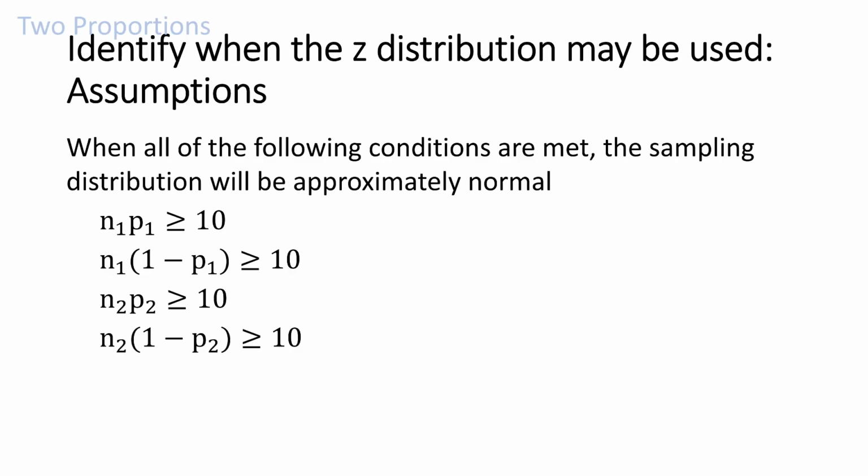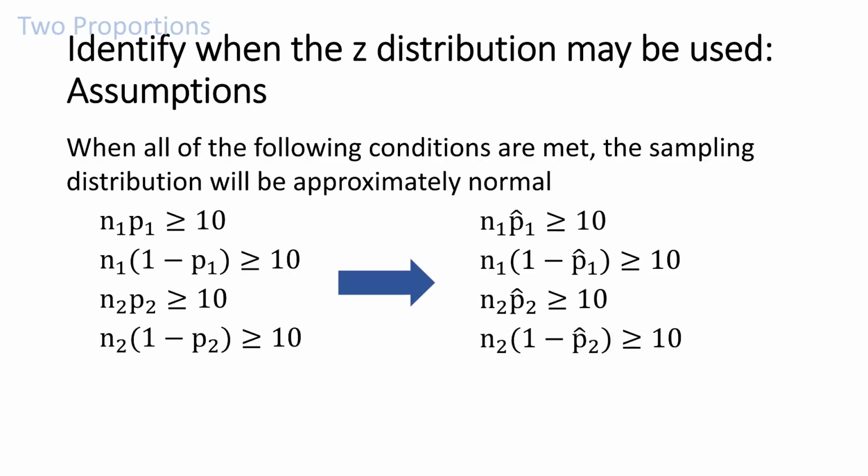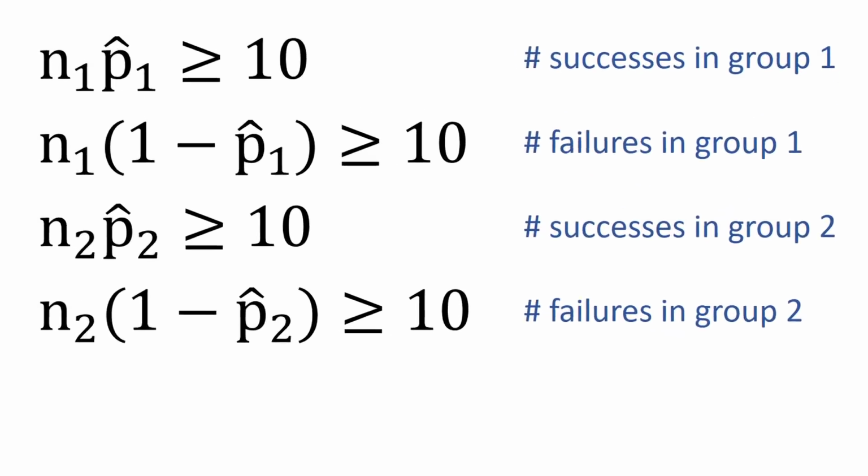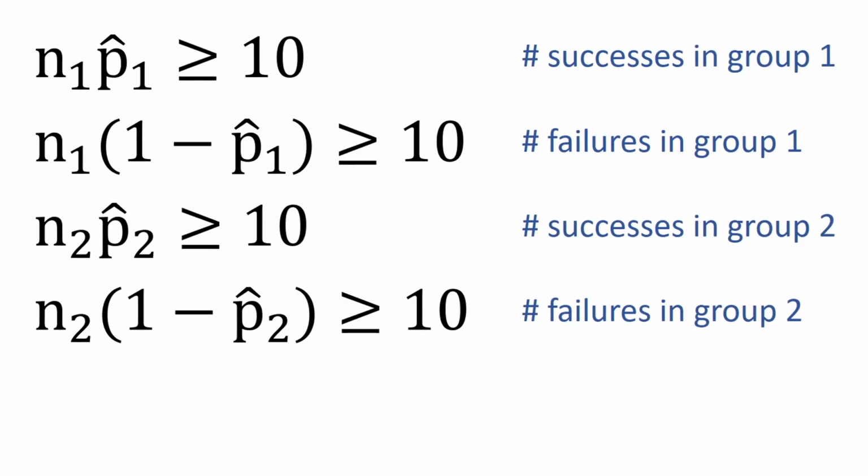When all of the following conditions are met, the sampling distribution will be approximately normal. Here, these conditions are written in terms of the population parameters. When we're constructing a confidence interval or conducting a hypothesis test, we don't know the population parameters, so we estimate them with the sample statistics. Note that these are really equal to the number of successes and the number of failures in each group.